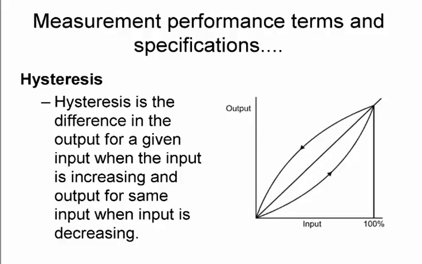Then also in terms of measurement, we have something called hysteresis. That's the difference in the output for a given input when the input is increasing. So there you can see the input increasing, and the output again for when the input is decreasing. So you can see they don't follow the same path. There is a difference in that path, and that difference is what's called the hysteresis.